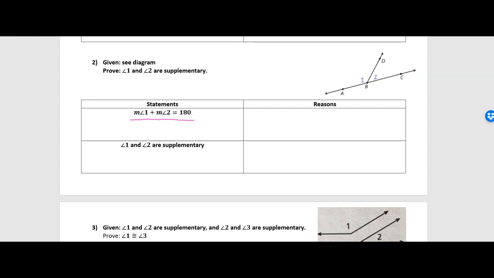to 180. Well, if we come over here to the diagram, how do we know that the measurement of angle 1 plus the measurement of angle 2 equals 180? Is there a relationship between both of those angles? Well, they both form a straight line, which makes them a linear pair. They're adjacent angles that form a straight line. And linear pairs, the sum of those angle measurements add to 180. So this is the linear pair theorem.